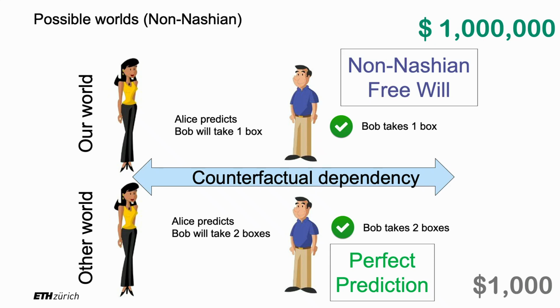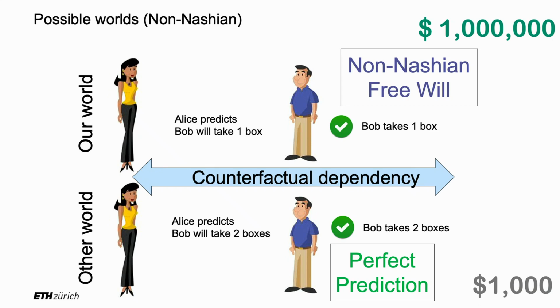Now, the ones who pick one box, this is then the same drawing with the actual world in there. Bob takes one box, and it was predicted that he would take one box. He has free will, but not in the first sense. It's a weakened version of free will in the sense that he could have taken two boxes. So there is an alternate world in which two boxes are taken. But you see that now there is a counterfactual dependency. That's this subjunctive mood, right? If Bob had taken two boxes, Alice would have predicted that Bob would have taken two boxes, right?